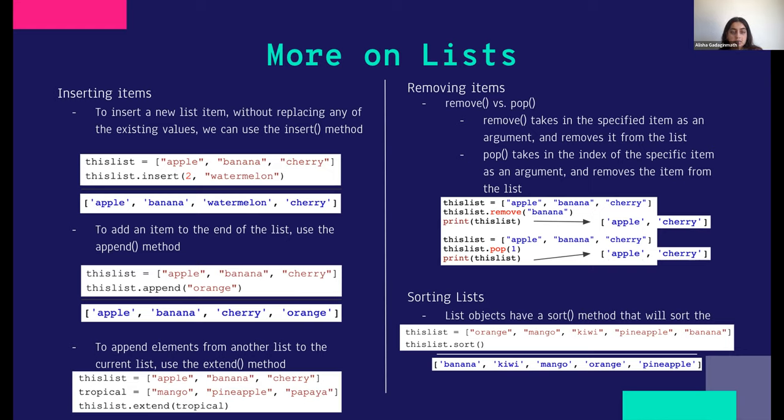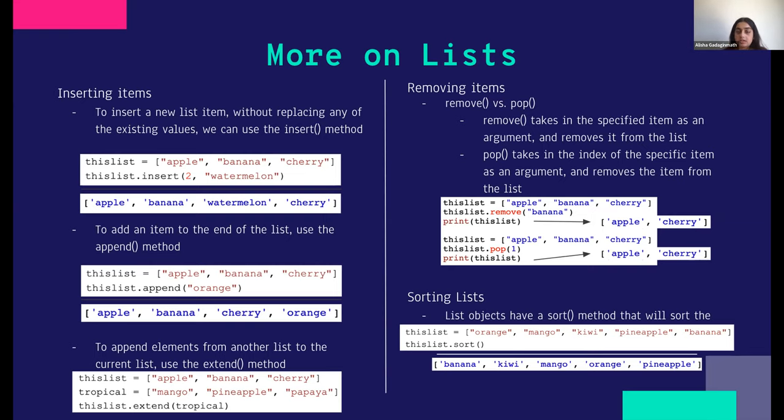To add an item to the end of the list, you can use the append method. For example, apple, banana, cherry, and then you append orange. That will go at the end and will have index len minus one. To append elements from another list to the current list, you can use the extend method. This is kind of like adding two lists together. If you want to add tropical to this list, you would say this list.extend, tropical in parentheses.